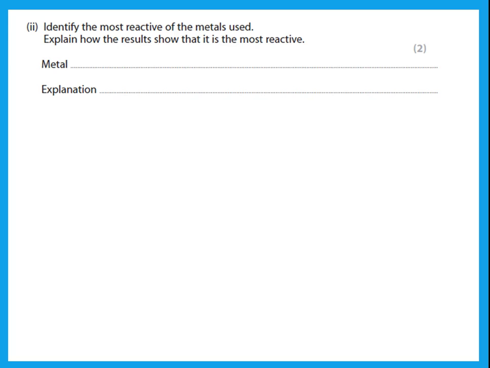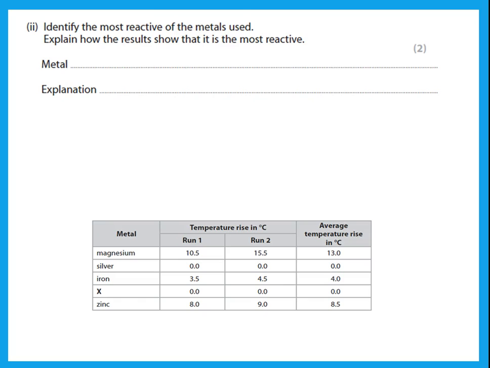Identify the most reactive of the metals used. So let's look at the table again. Which one was the most reactive metal? We said the most reactive metal would be the one that has a higher average temperature rise. So which one had the higher temperature rise? Magnesium. So that is the more reactive metal.